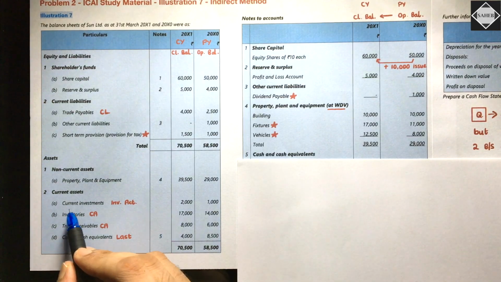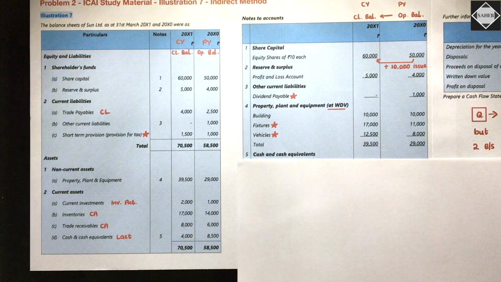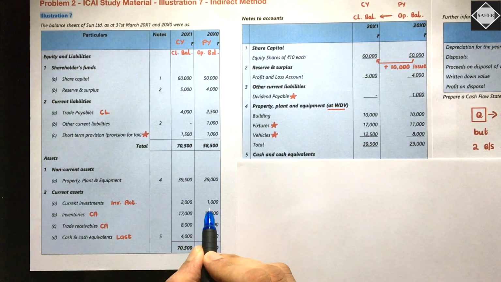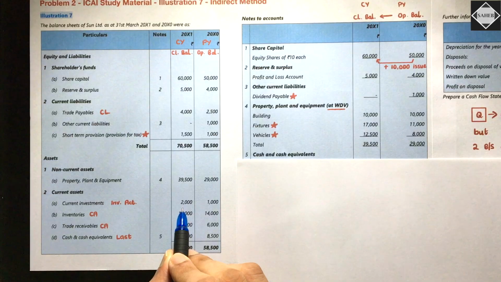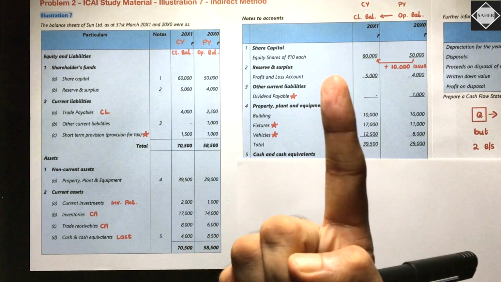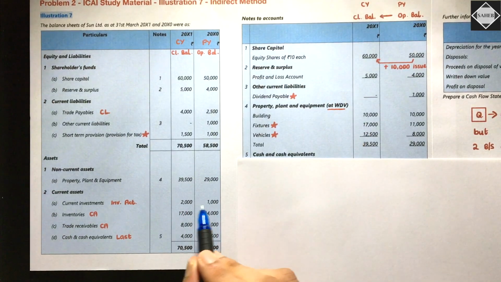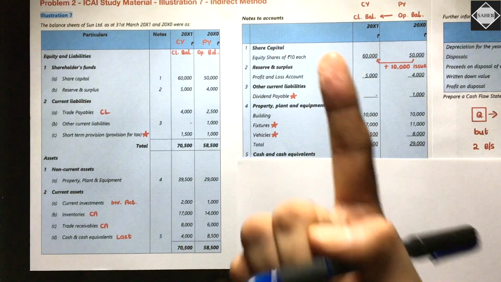So that's why you will take this in investing activity. What is happening to this? From 1,000, it is increasing to 2,000. So it is increasing by how much? 1,000. Right? Opening balance is 1,000, closing balance is 2,000. So a 1,000 increase has happened.